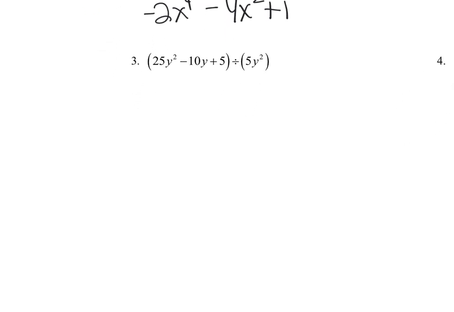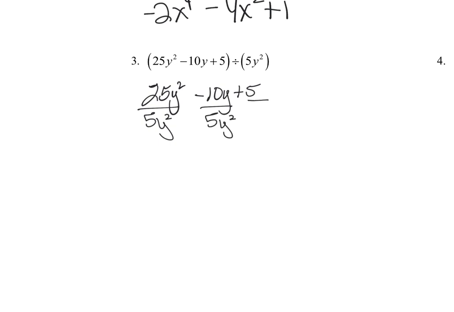Okay, number 3, let's look at it when we have both a number and a variable in the denominator. So we're going to divide by both 5y squared on every 1, like so. So starting with the first term here, your leading term, I'm just going to divide. 25 divided by 5 is 5.